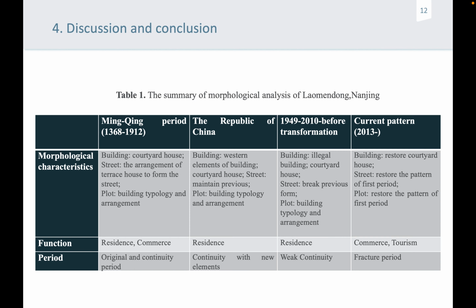The last part is discussion and conclusion. According to the analysis, it can be seen that there is a good continuity between the first two morphological periods. The third morphological period begins to show a fracture feature, and in the last process, the morphological characteristics are renovated back to the first two periods. It is worth noting that only the physical form is renovated and the social form is erased.